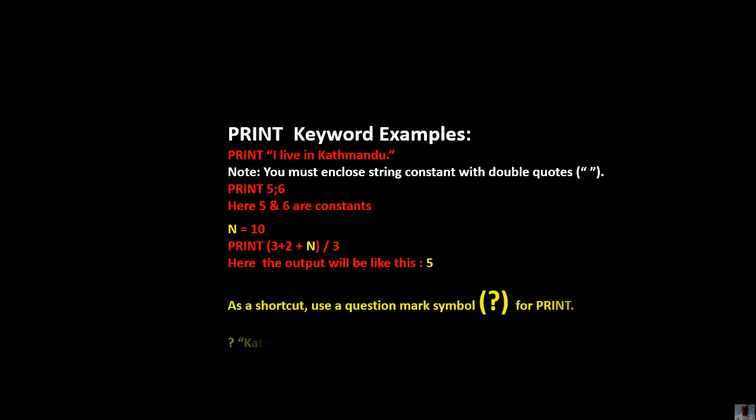As a shortcut, use a question mark symbol for print. Like this example: a question mark and then Kathmandu. This is a shortcut way to write the print keyword. No need to write print, just keep the question mark and then press enter. Once you press enter, it will automatically change to print.